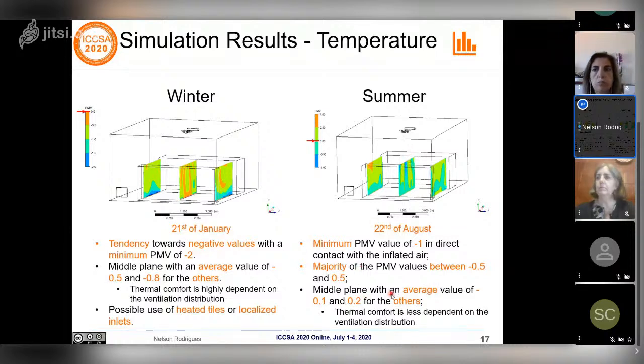In the middle plane, we have average values between -0.1 and 0.2, which is really close to the zero value of thermal comfort. And at summer, we can conclude that the thermal comfort is less dependent on the ventilation distribution, as the opposite occurs in winter.